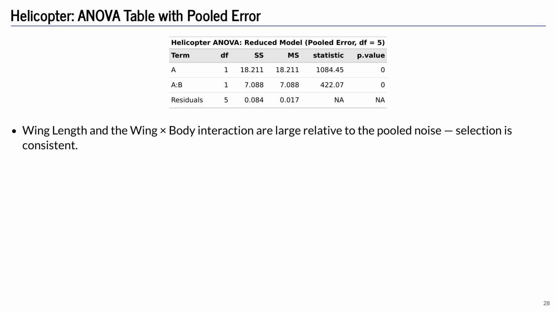Wing length is over 1,000 times the noise. The interaction is over 400 times the noise. These F ratios, 1084 for wing length and 422 for the interaction, are extraordinary. The separation between signal and noise is even more dramatic here than in the yield experiment. The consistency check passes emphatically. The graphical selection was sound, and we can proceed with full confidence to the prediction equation and residual diagnostics.